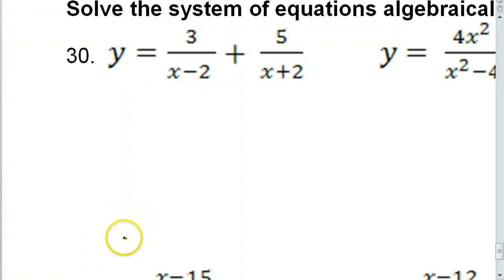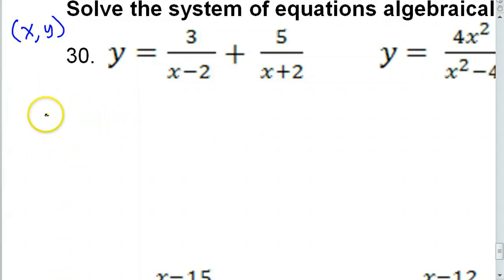Okay, for number 30, solving a system. And please just write it up front. Let me emphasize to you, in the end, we need an ordered pair answer, x and y, not just x. I'm emphasizing that because I said it wrong the other day. So the way we do it, we set these equal to each other.